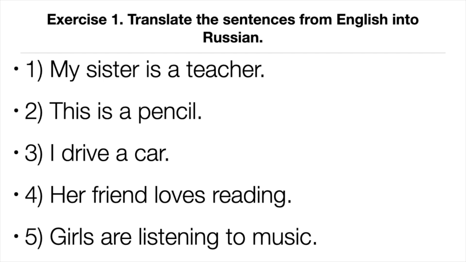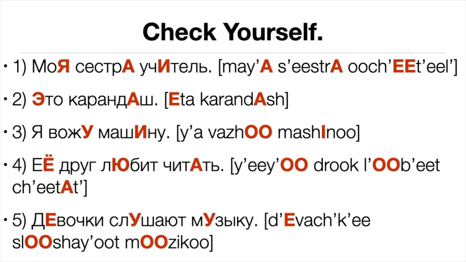Pause the video and translate the sentences from English into Russian. Check yourself. Number 1. Моя сестра учитель. Number 2. Это карандаш. Number 3. Я вожу машину. Number 4. Ее друг любит читать. Number 5. Девочки слушают музыку.